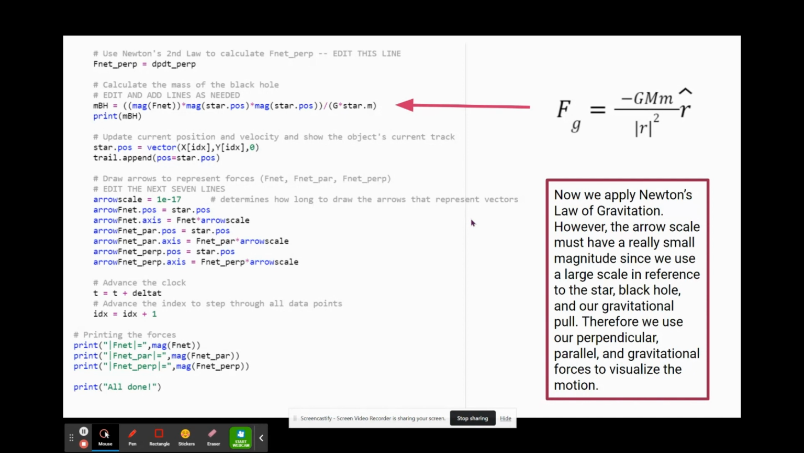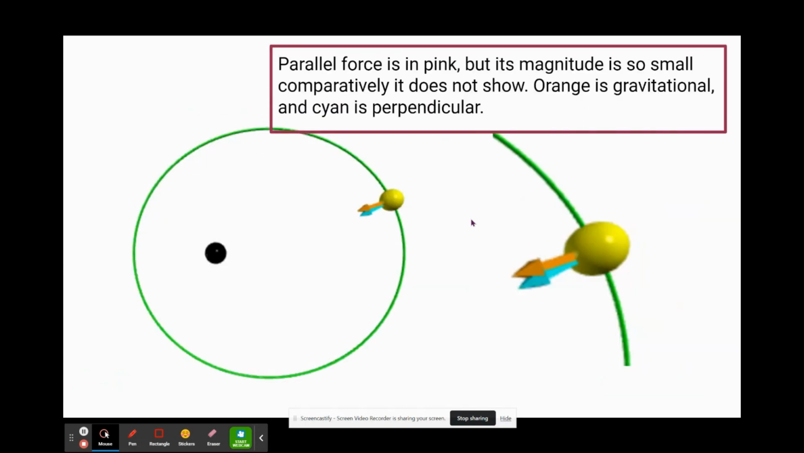Now we apply Newton's law of gravitation. However, the arrow scale must be really small in magnitude for our visualization, since we use a large scale in reference to the star, the black hole, and our gravitational pull, as these numbers are quite large. So therefore, we use our perpendicular, parallel, and gravitational forces, so 3 different forces, to visualize the motion. And you can pause this video at any time to look at the code.